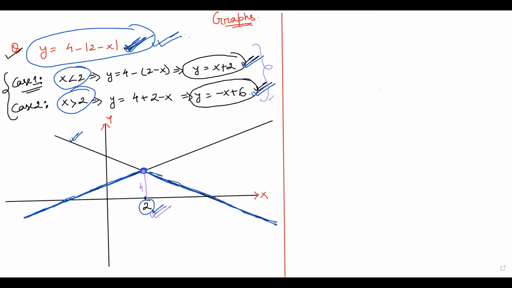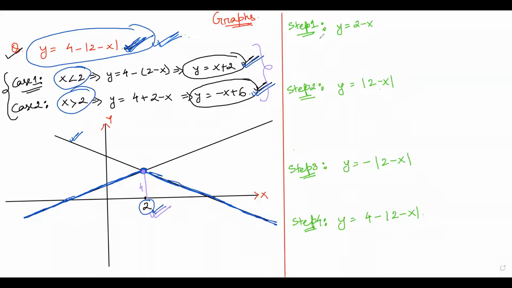Now, let us see one more way of plotting the graph for such kind of equations simply by going step by step. First, let us draw the graph of y equal to 2 minus x. Then we'd be drawing the graph for y equal to mod of (2 minus x). Then in step 3, we'd be drawing the graph for y equal to minus mod of (2 minus x). And then finally in step 4, we'd be drawing the graph for y equal to 4 minus mod of (2 minus x).